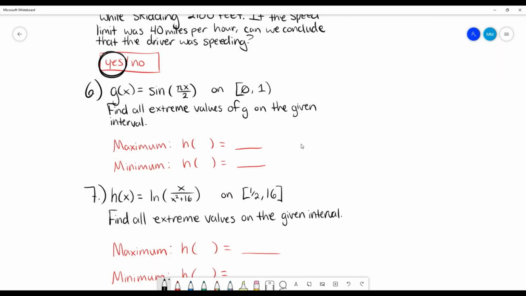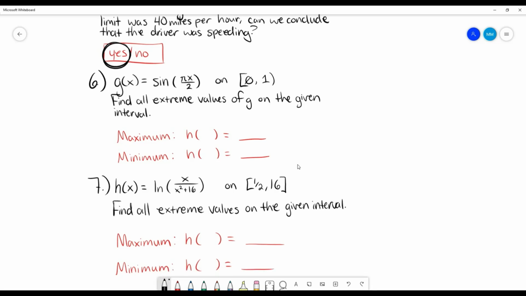Yeah. Let's try the next one. We want to find our extreme values, which is something that we've done on the other homework. So let's give this a go. It says if we have a function g of x equals sine of this in here.